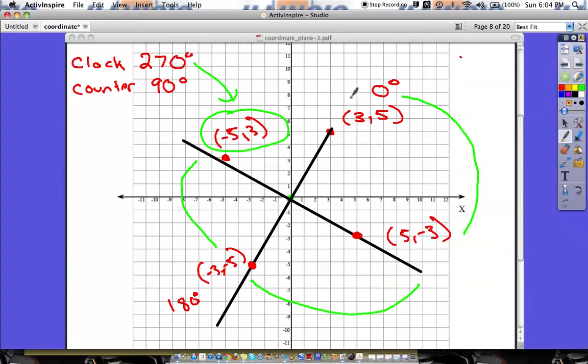If I need to go counterclockwise 90, that's just going to be one turn this way, and it's going to be the exact same answer because they're in the exact same spot right there. Clockwise 270 is 3 turns this way. Counterclockwise is 1 turn this way, but they end up in the same spot.